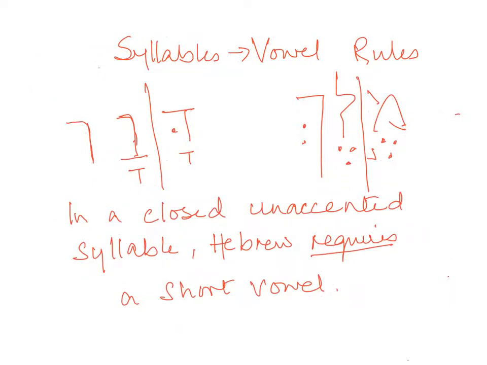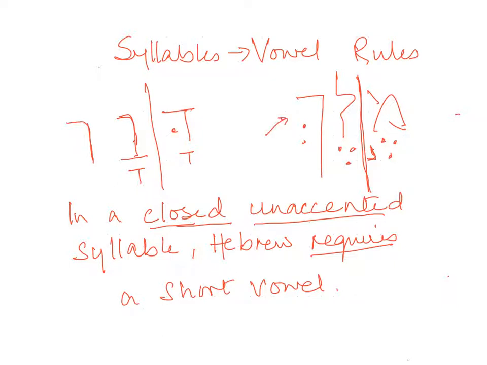Let us look at the next rule. Now, the previous rule was about a closed accented syllable. This rule is a closed unaccented syllable. So, in a closed unaccented syllable, Hebrew requires, please remember the word, requires a short vowel. It requires a short vowel in a closed unaccented syllable. For you to understand this concept, I am going to use the word melek. Now, melek, as you can see, has a munach in front, and therefore I have broken this into two syllables.